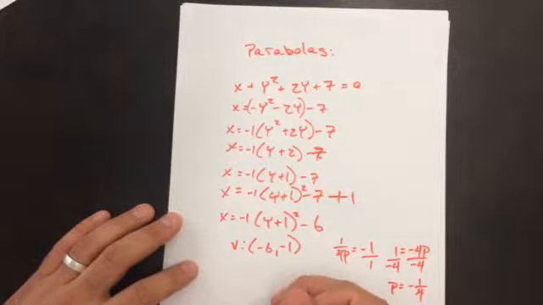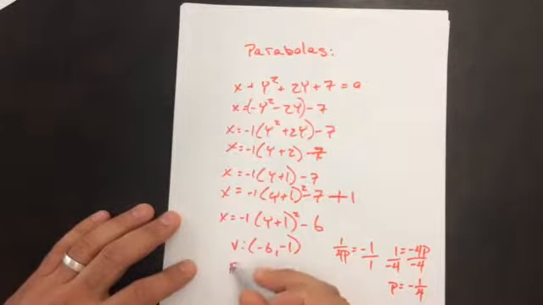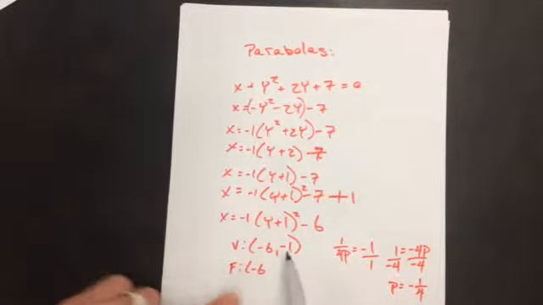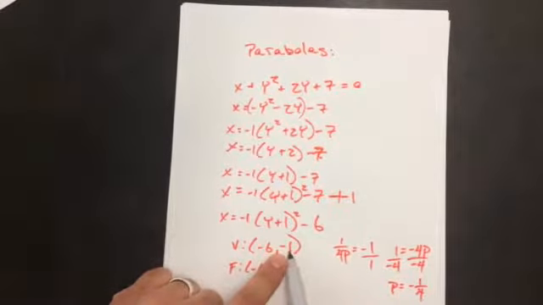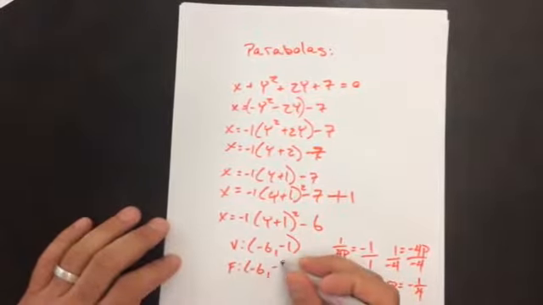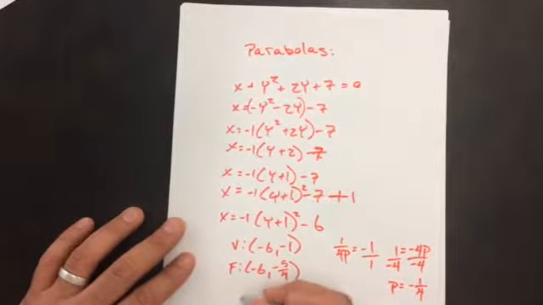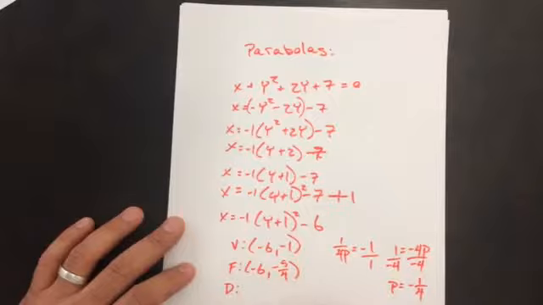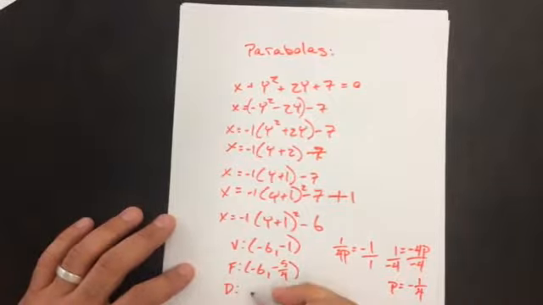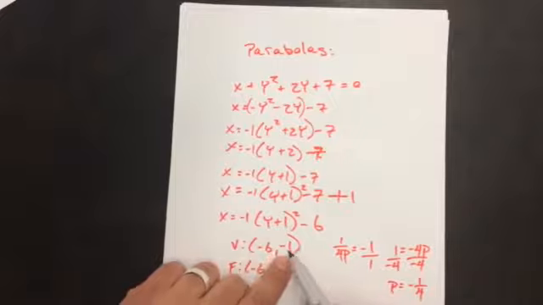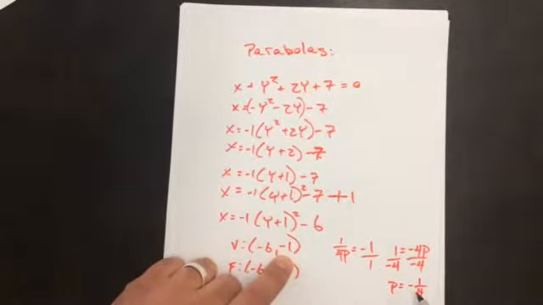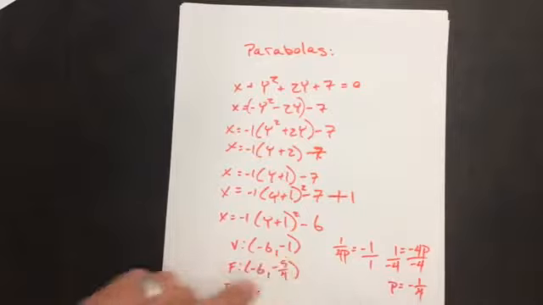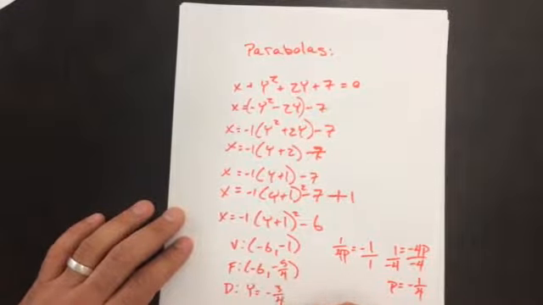So what I'm going to get here for my focus is going to be negative 6, negative 1 as fourths is negative 4 over 4, plus negative 1 over 4 is negative 5 over 4. My directrix is going to be y equals k minus p. Minus the negative is a plus, so negative 4/4 plus 1/4 is negative 3/4. And then my axis of symmetry is going to be x equals negative 6.